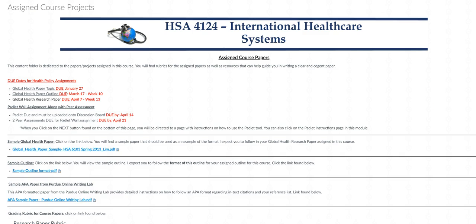Now, before I continue on with what's included in this week's module, I'd like to jump really quick to the assigned course projects content page in our course and jump to the sample outline. So I've included here a global health paper sample so you have an idea of what I expect. And here an APA sample paper. This is actually from the Purdue Online Writing Lab, and it just lets you know how an APA formatted paper, the in-text citations, and reference list should be formatted.